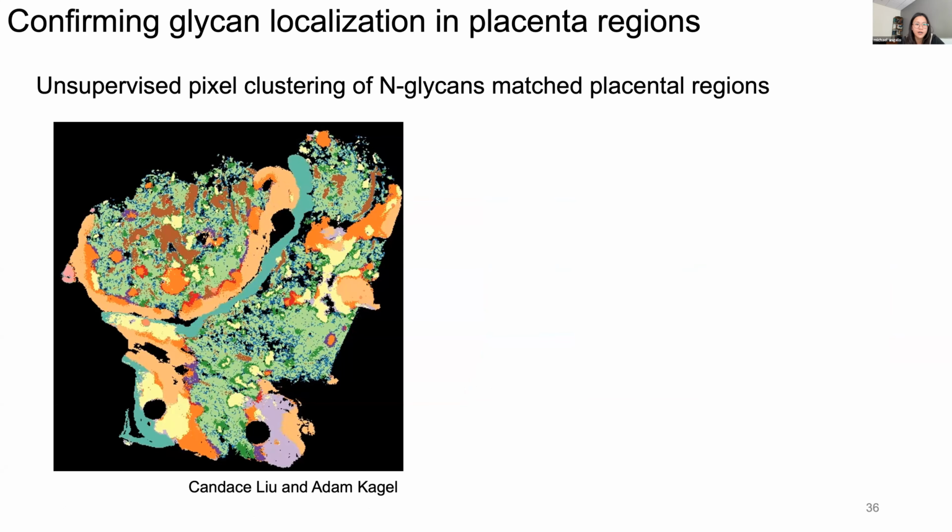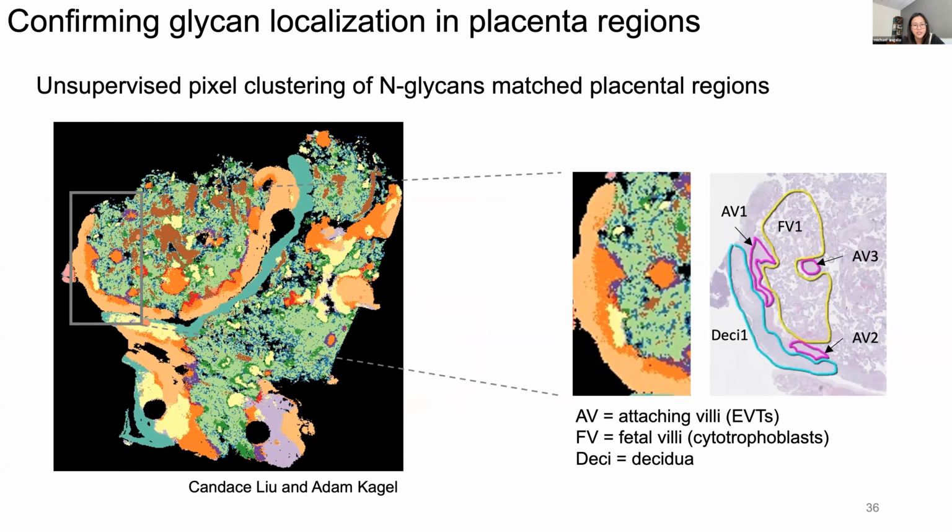Then we performed unsupervised clustering of pixels from the full glycan images. And each color here represents a cluster of glycans. Again, zooming into this region, the orange cluster is enriched with highly branched glycans, and it's co-localizing with where the anchoring villi and decidua are. So this was really exciting to us because it confirms that the highly branched structures are localizing to the attaching villi and the decidua, which are also where extravillous trophoblasts are mostly enriched.